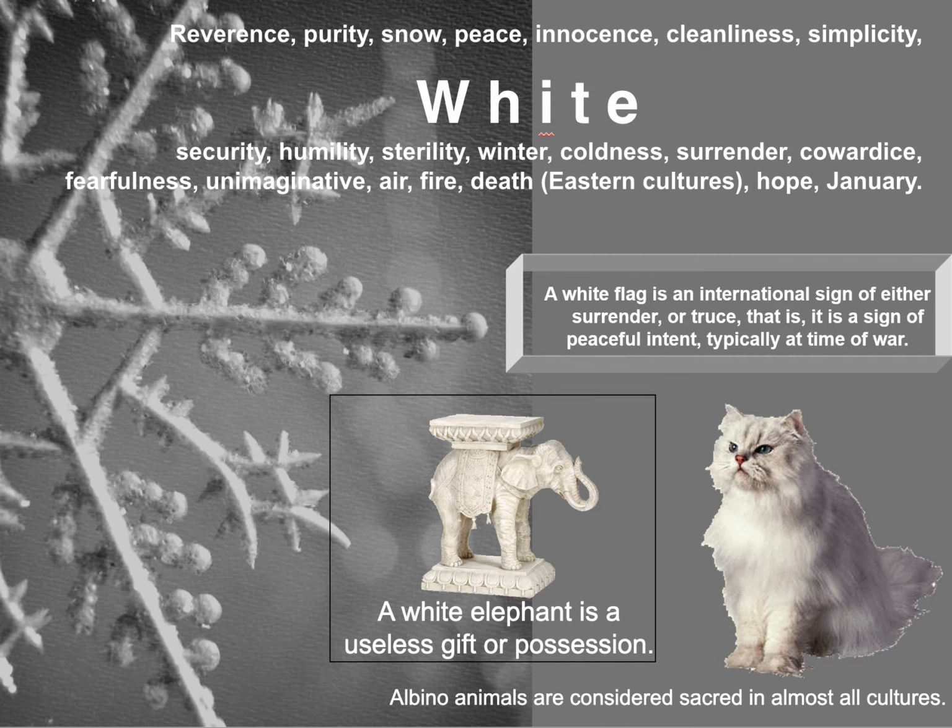White. White is either the absence of color or it is all color, depending on whether we're doing additive or subtractive color. And it has many different meanings depending on its context. It can be purity, peace, innocence, simplicity. It could also be sterility, coldness, cowardice. It represents death in some Eastern cultures. A white flag is an international sign of surrender. Albino animals are sacred because they're rare. Meanwhile, a white elephant is useless. So, here's something that's neutral, positive, and negative. It just depends on the context.